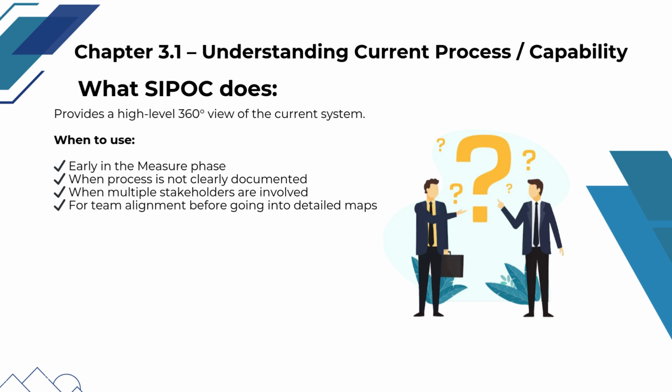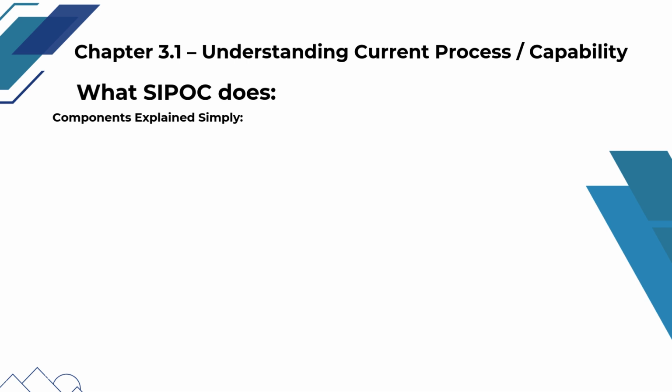In Chapter 3.1, SIPOC helps align the team on process scope, key inputs and outputs, customer touchpoints, and ownership, ensuring that everyone is working from the same baseline understanding of the current process and its capability before deeper measurement and redesign activities. SIPOC explains the current process at a high level by clearly defining its 5 core elements.